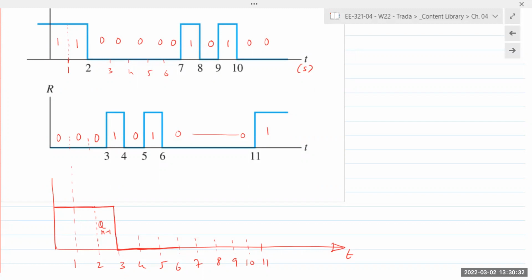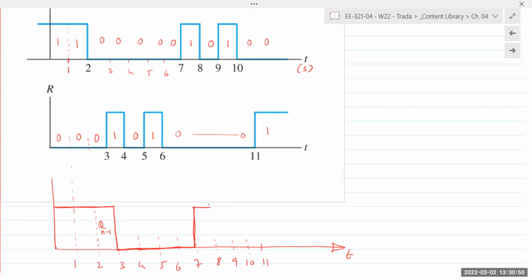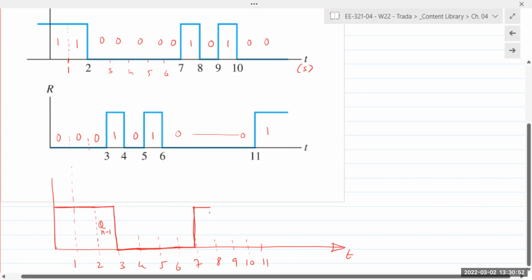and so output stays 0 all the way up to 7. When we get up to 7, S goes to high. If S goes to high, output also goes high. And so at 7, output goes high. Between 8 and 9, output is previous state, meaning it remains high.